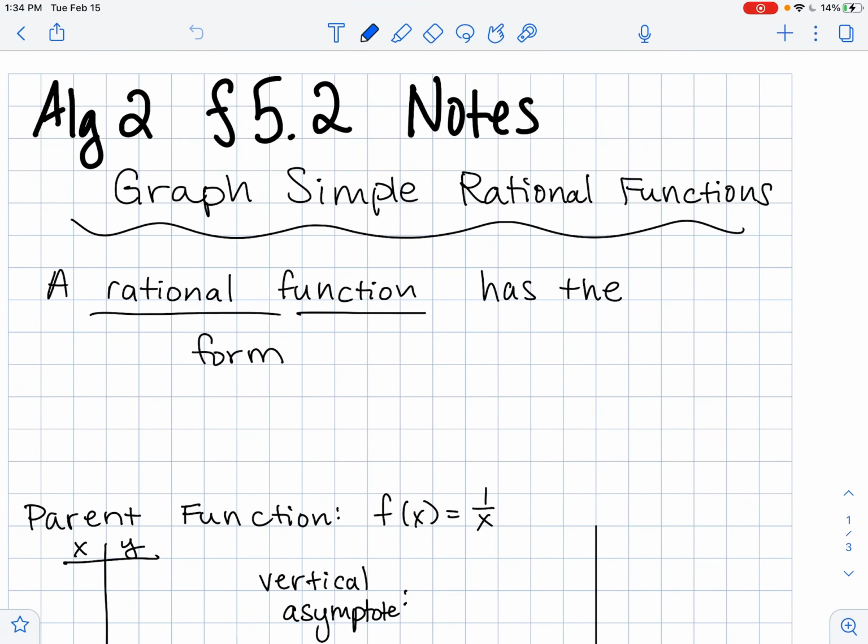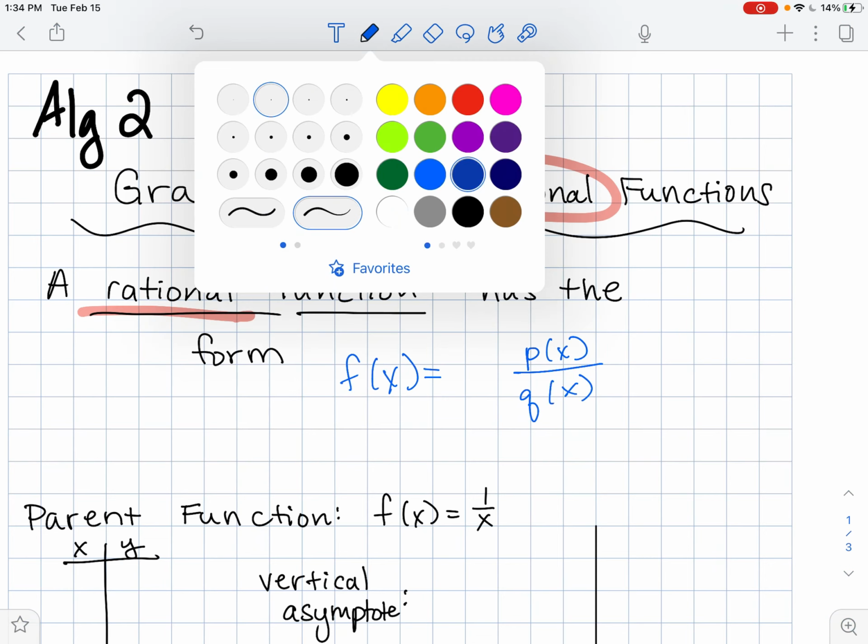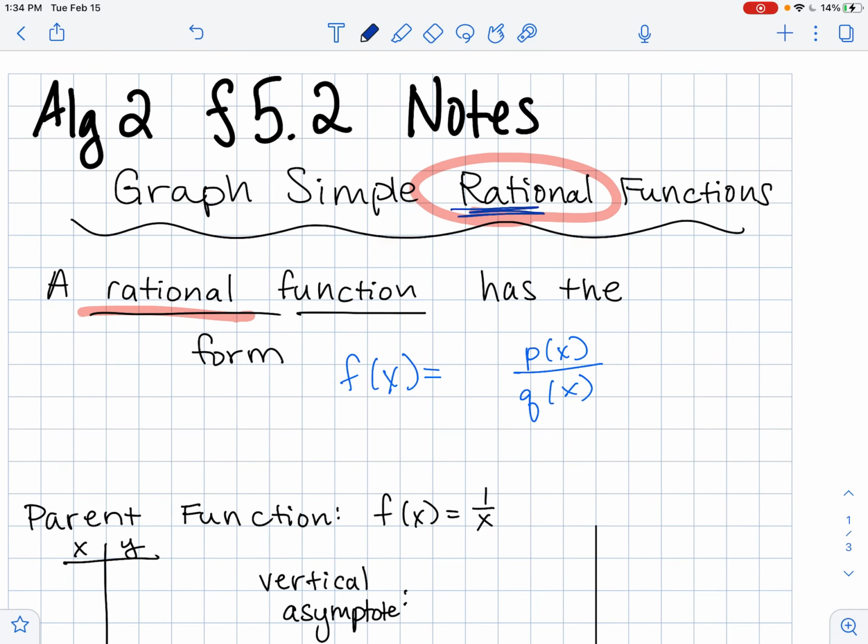Hey everybody, today we're talking about graphing simple rational functions. A rational function has the form f of x equals some function divided by another function. Keep in mind the root word rational is ratio, meaning division.